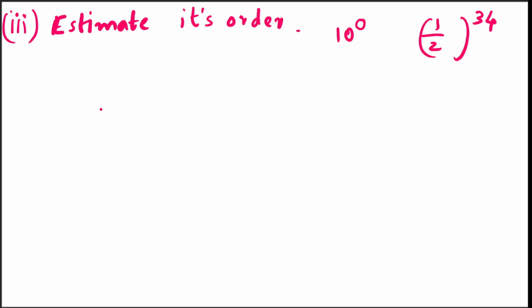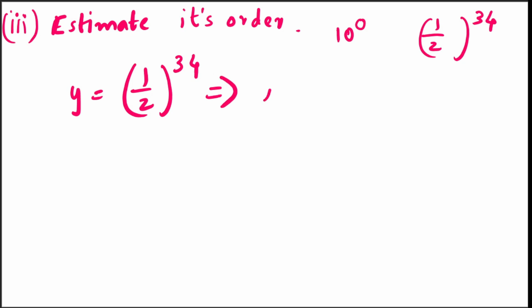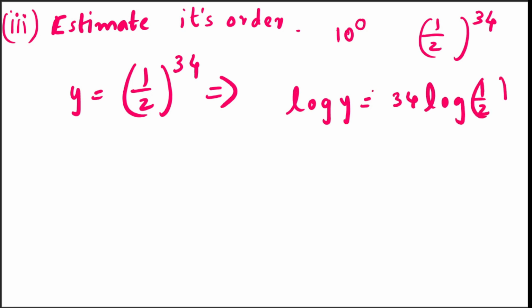You can use this concept to find it. If y is equal to half raised to 34, then log y is equal to 34 log half, which means log y is equal to minus 34 log 2. I think you know how this came. Now, what is the value of log 2?